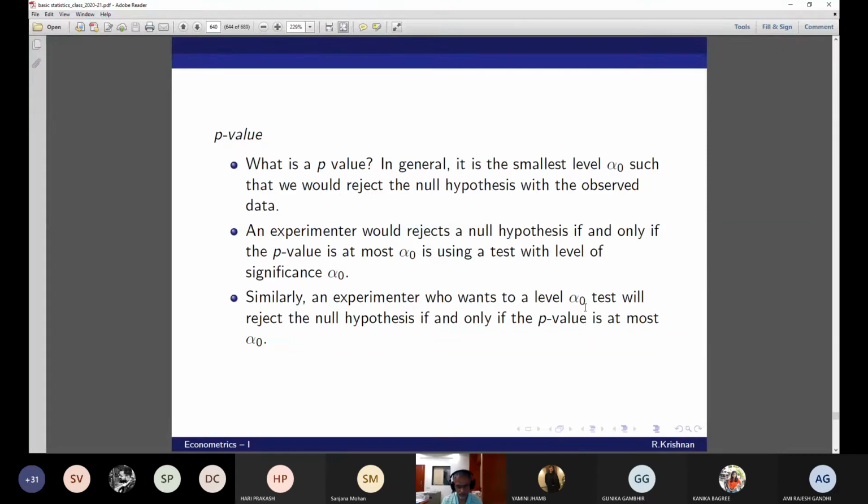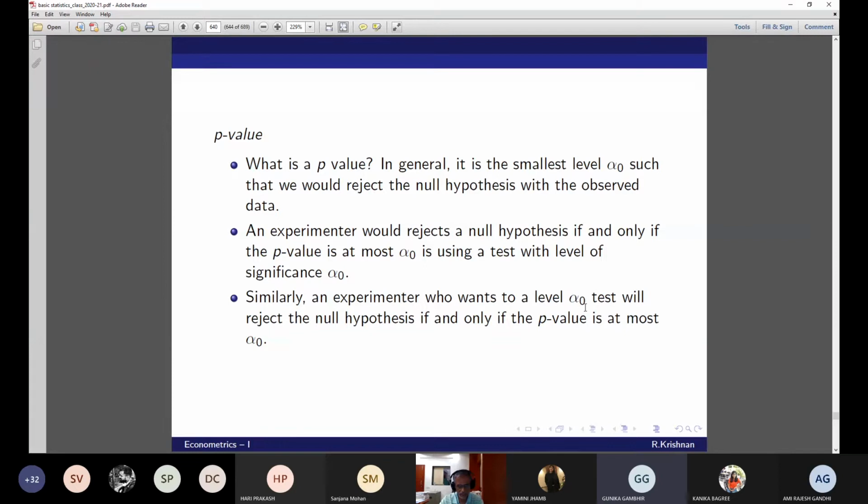Hello? Sir, can you please move a slide ahead? I have a doubt in the calculation.